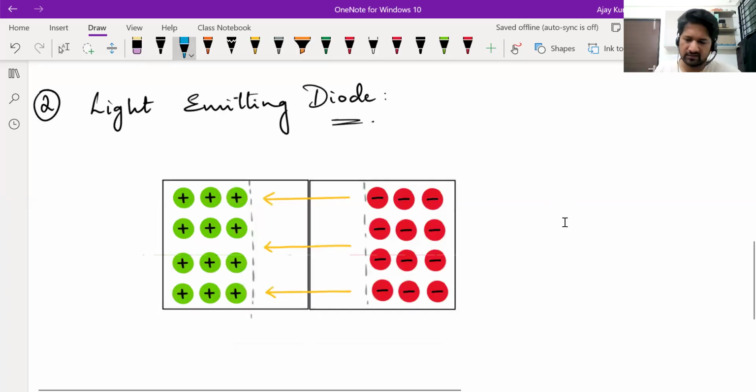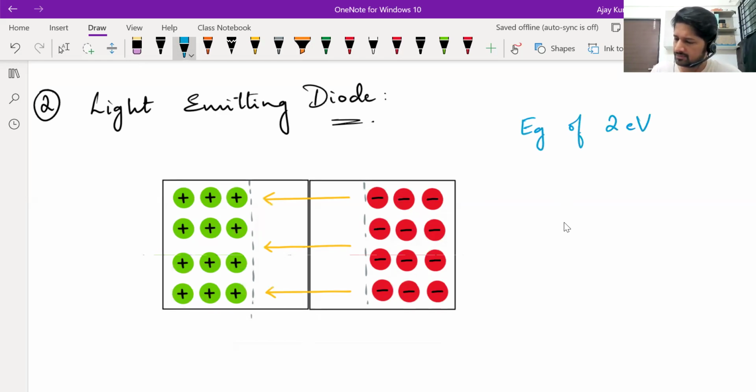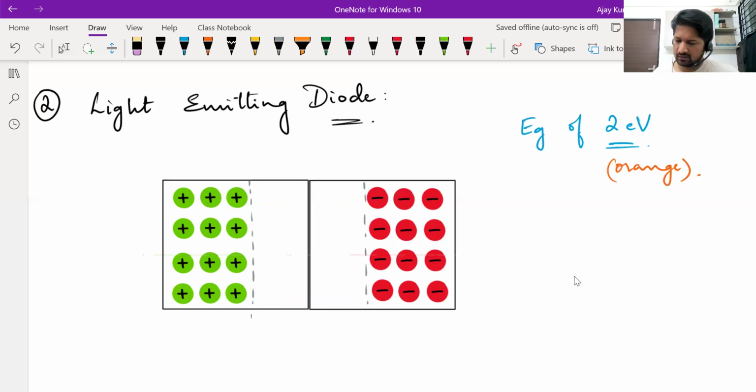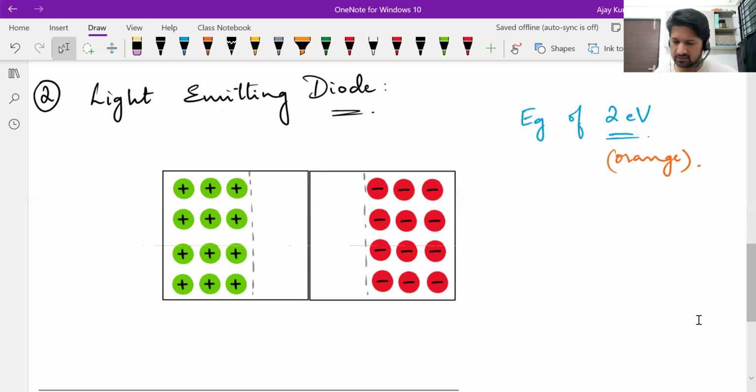Let's again consider a semiconductor which has an energy gap of 2 electron volts. We know that radiation of energy 2 electron volts corresponds to orange color. Let's say there is a semiconductor whose energy gap is 2 electron volts. Now, basically, LED should produce light whenever current passes through it. When you switch it on, it should produce light. When you switch it off, it should stop producing light. So, how does it do this?